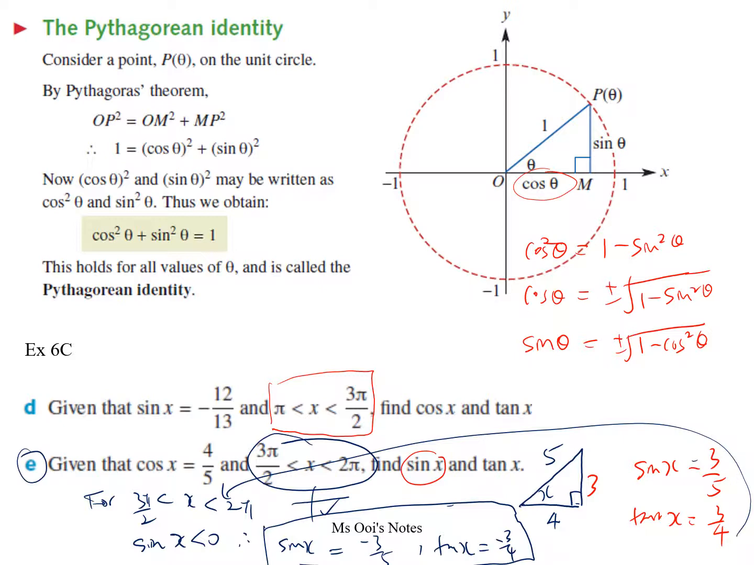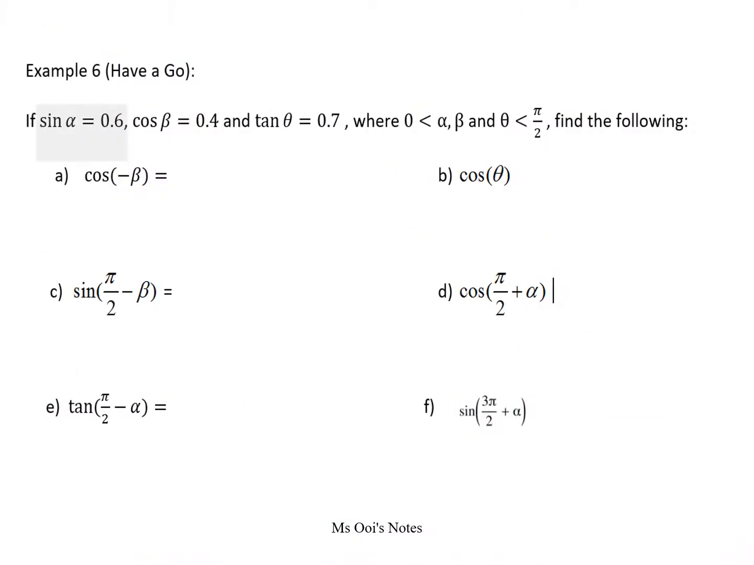Okay. All right, example 6. Pause the video and have a go, and then come back when you're finished. All right, let's look at this together. Sine alpha is 0.6, cos beta is 0.4, tangent theta is 0.7, and alpha, beta, theta are between 0 and pi over 2 radians. So basically alpha, beta, theta, they're acute angles.